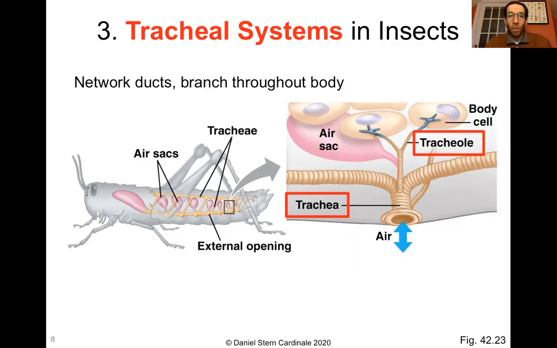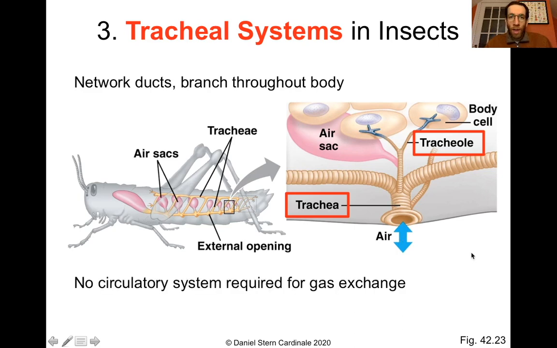Our third type of respiratory system is the tracheal systems we see in insects. So this is a network of ducts that branch through the body and actually have openings to the outside. So we have tubes called trachea that then branch into narrower tubes called tracheoles, and eventually those are going to branch and branch and branch and get smaller and smaller until every cell is very close to a tracheole and can accomplish gas exchange essentially directly with the atmosphere via these tubes.